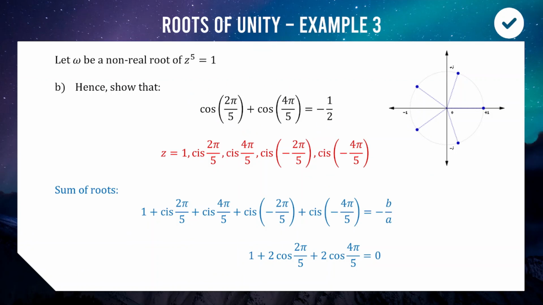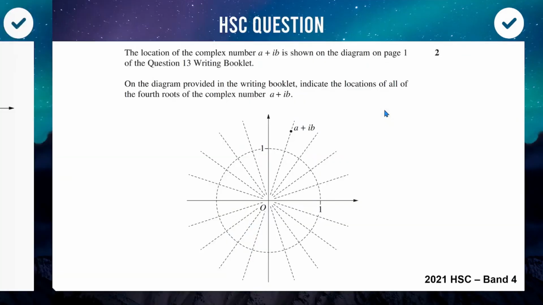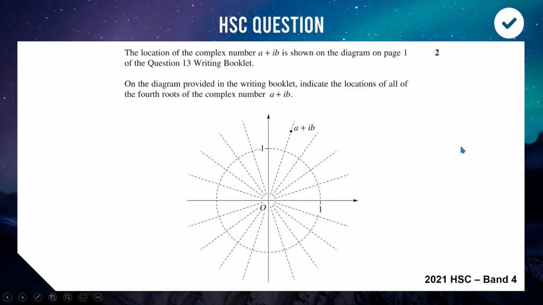And to finish off this lengthy video, we have a HSC question from 2021. It was a band 4. It was an interesting one. They gave you a diagram in your writing booklet and they said, here is the complex number a plus ib. For 2 marks, we want you to draw 4 dots showing the locations of the 4th roots of a plus ib. If you think you know how to handle this one, by all means pause and have a go. Otherwise, here comes the spoiler.